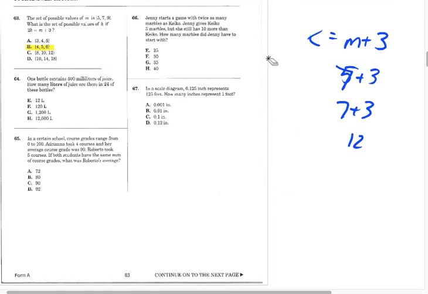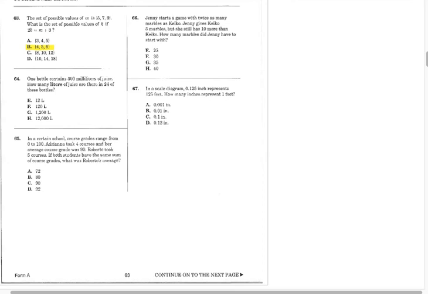Okay, we've got a bottle that has 500 milliliters. How many liters are there in 24 of these bottles? There's going to be 2 bottles equals 1 liter, so half of that is 12. So we end up with 12.